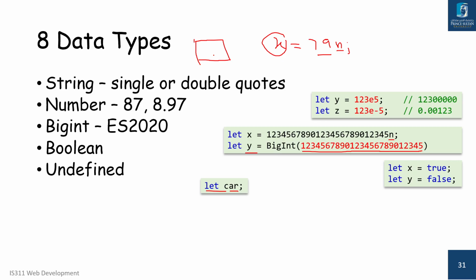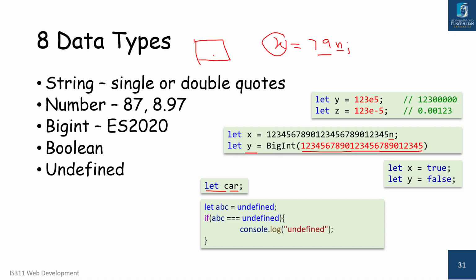Okay. So if you just declare a variable and do not assign any value, then the value of that variable will be undefined. Or the type of that variable will be undefined because we have not specified any value. And that's why we don't know what will be the type of this car. So that is an undefined data type.